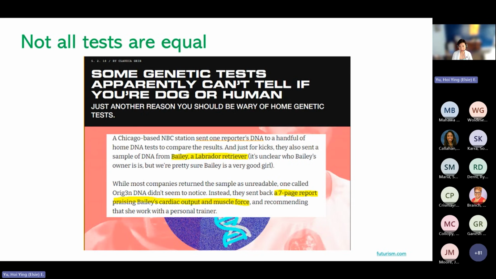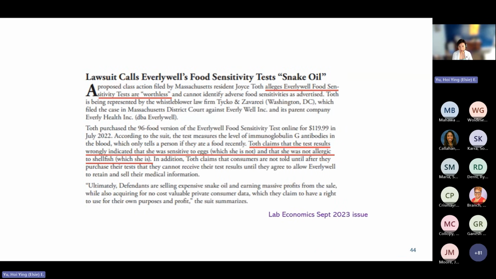While this seems to be funny, this other article that I found may be more serious. I found this one in Lab Economics, the September 2023 issue. Apparently, a Massachusetts resident was considering filing a lawsuit and called Everlywell's food sensitivity test snake oil. She called the test worthless and claimed that the test results wrongly indicated what she was sensitive to, or what she was allergic to, right?